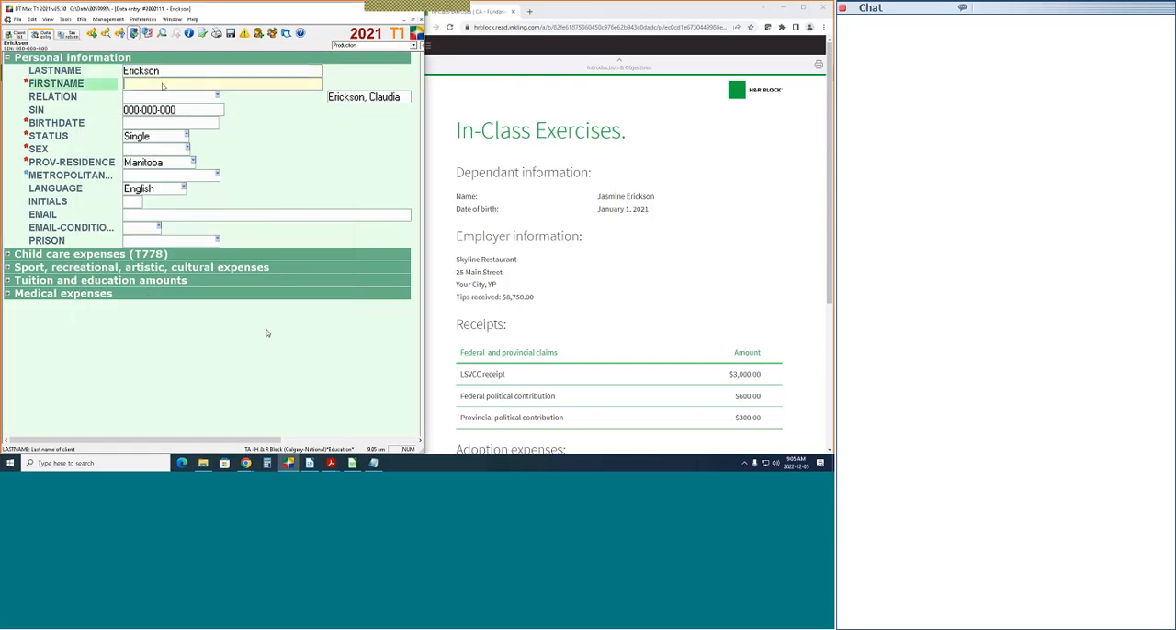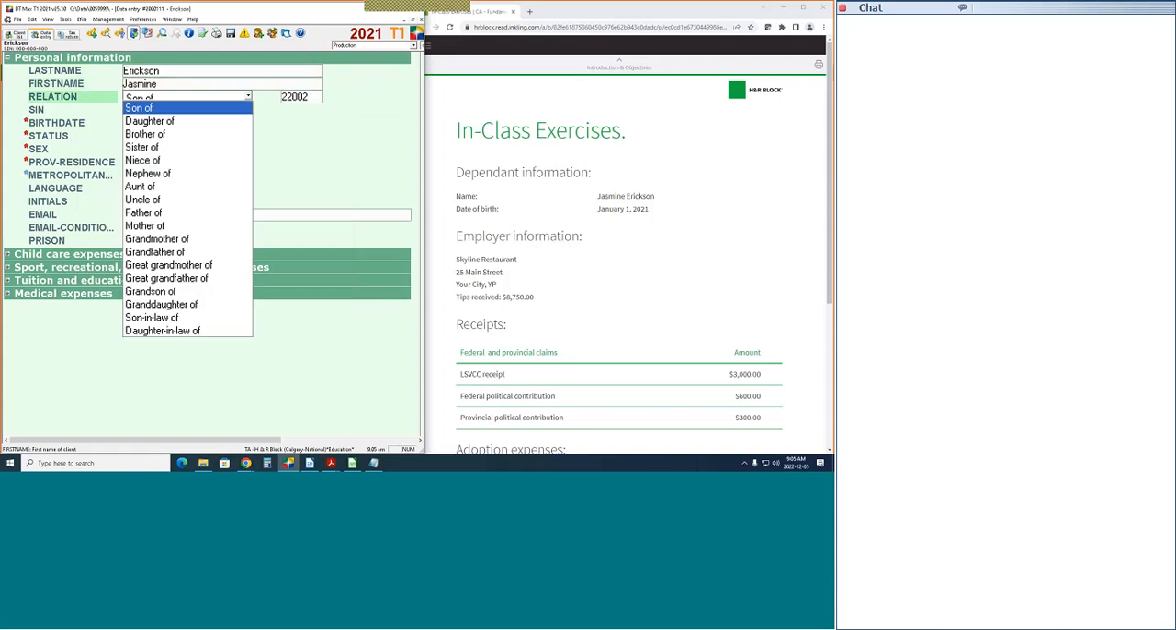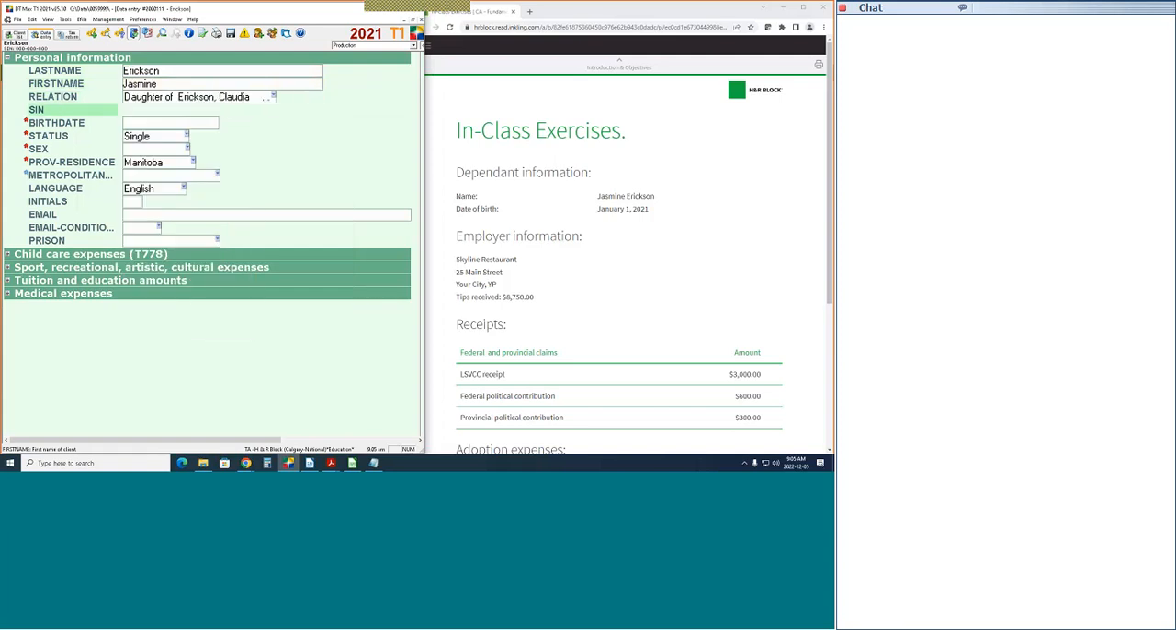Double check the last name. The last name of the child may not always be the same as the last name of the parent. In this case, they share a last name. I'm going to type in Jasmine. I'm going to say daughter. No SIN number. The birth date is January 1st, 2021. And I want to make sure the metropolitan area matches.